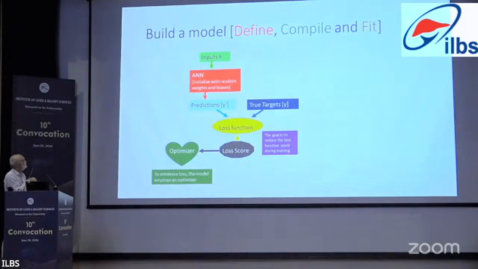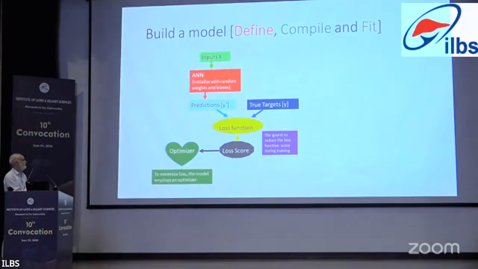So let's see the steps for building a model. These are the inputs. This is the network. Now, how does the model select weights and biases? Initially it is random. It will collect random weights and biases and start working on those. It will give some prediction. We know what the true targets are. Then this is the loss function. That means how far the prediction is from the true target.